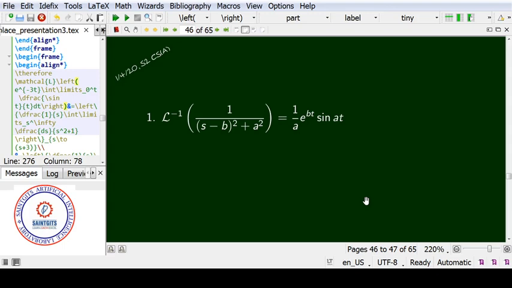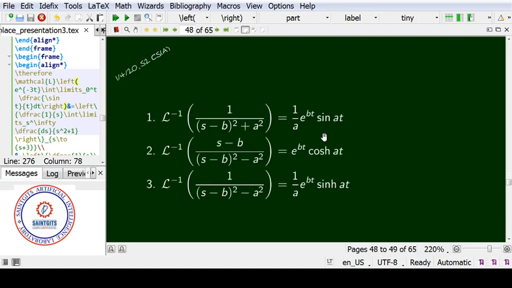Now, next result is L inverse of 1 by s minus b the whole square plus a square. In the place of s, we have s minus b. That happens only with multiplication by e raised to bt, so this b disappears. 1 by s square plus a square is 1 by a sin at. So next result, similarly for sinh.